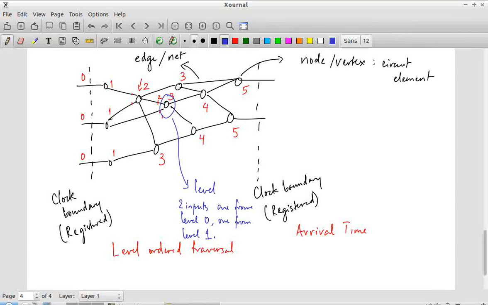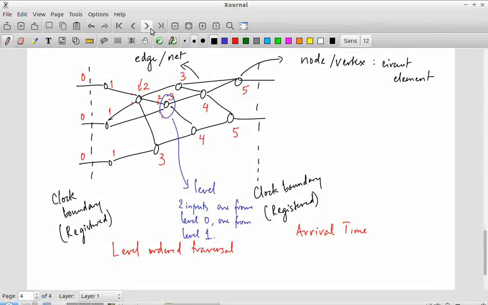Okay? So as long as you can put the circuit element into this level ordering and then do the traversal through this graph, right, going through it step by step and adding up the delay, you can actually indirectly in one pass through the circuit find out what is the maximum delay that is there in the circuit.